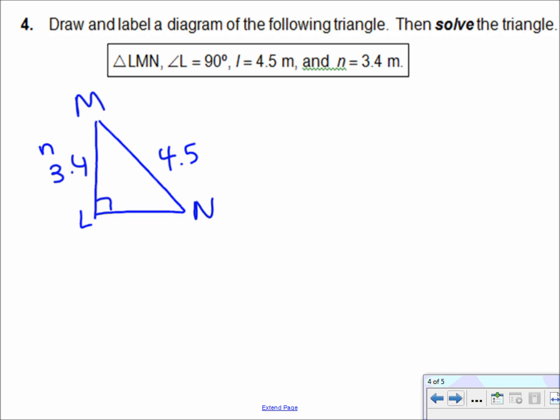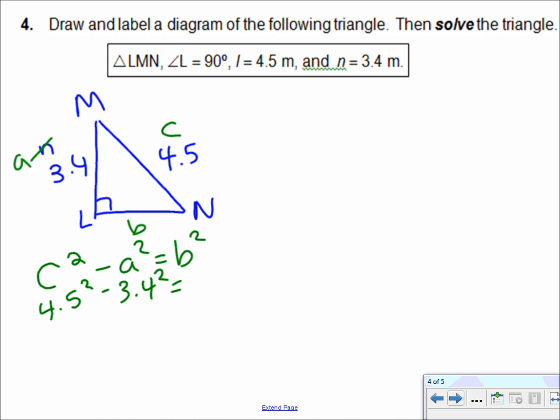So first things first, what type of triangle? Can I use Pythagorean theorem to figure out the other side length? I'm going to label this C, this A, and this B, so I can remember to do C squared minus A squared equals B squared. So 4.5 squared minus 3.4 squared equals B squared. So I got 8.69.